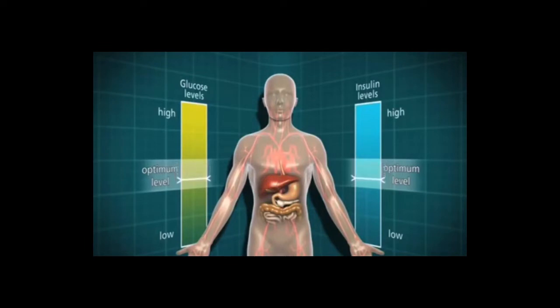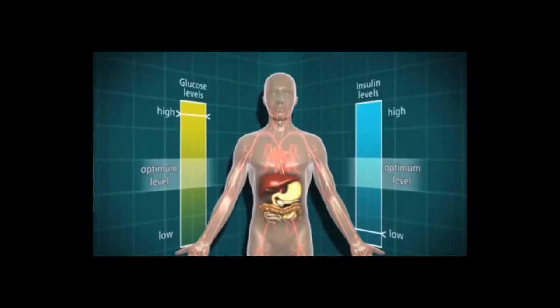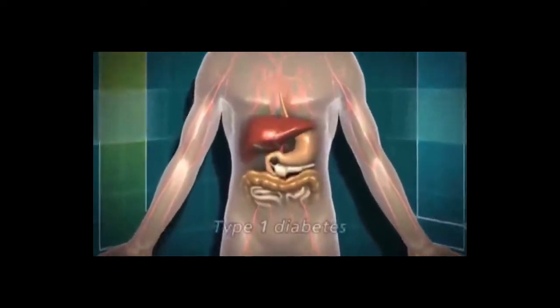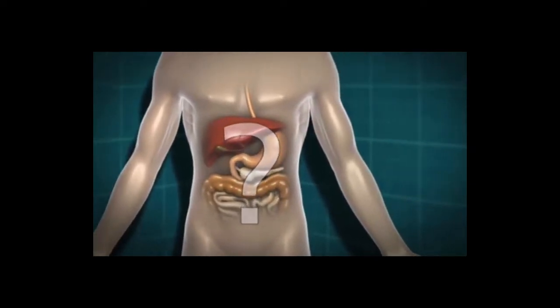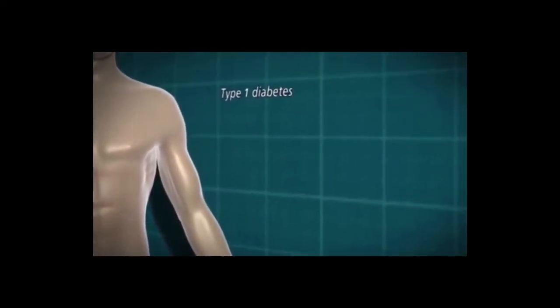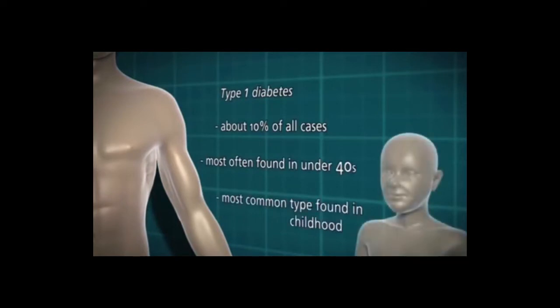However, in some people, the system doesn't work properly and they develop diabetes. There are two main types of diabetes, type 1 and type 2. In type 1 diabetes, the body isn't making any insulin at all. This is because of an autoimmune response whereby the body has destroyed the insulin-producing cells in the pancreas. We don't entirely know why that happens in some people and not in others. Type 1 diabetes accounts for about 10% of all cases. It's most often found in the under 40s, and it's by far the most common type of diabetes found in childhood.